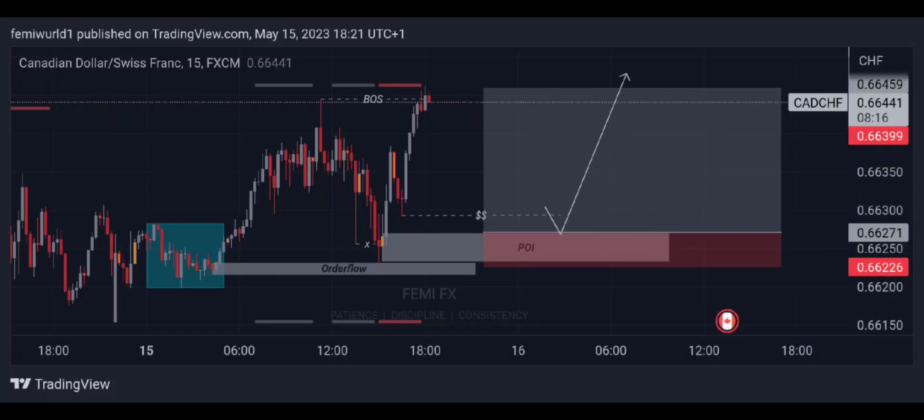Hey guys, so this is an analysis I did on CHF yesterday. You can see the liquidity, our supply, and our demand. You can see that price mitigated demand. It went up, and we're waiting for price to come into our demand before going up again.